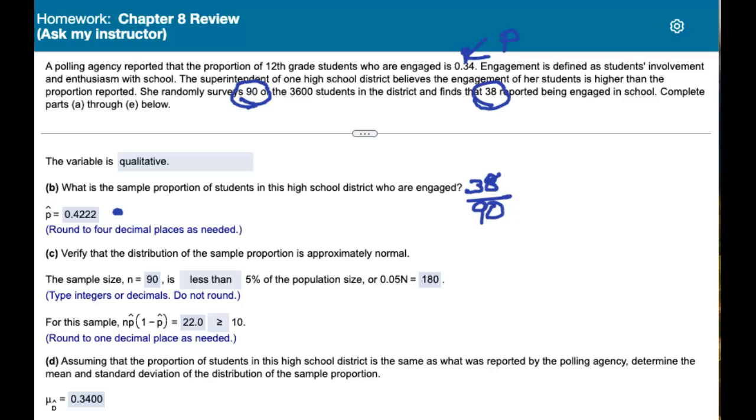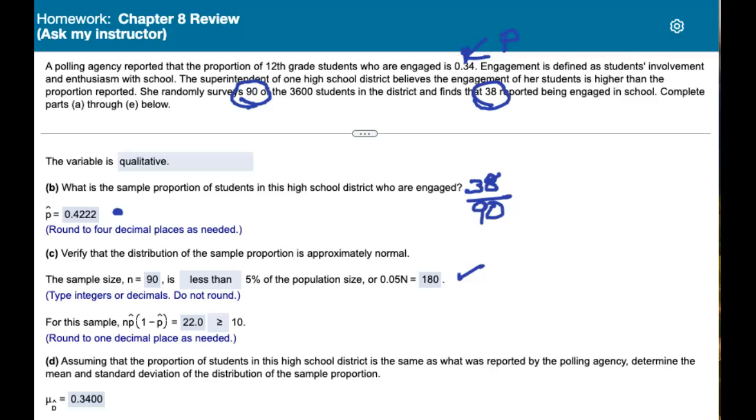And then we have two tests to see if a proportion is approximately normal. The two tests are, first of all, the sample size has got to be less than 5% of the population size. This is just a fact, so we just check that out. The sample size here is 90, and 5% of the population size is 180.